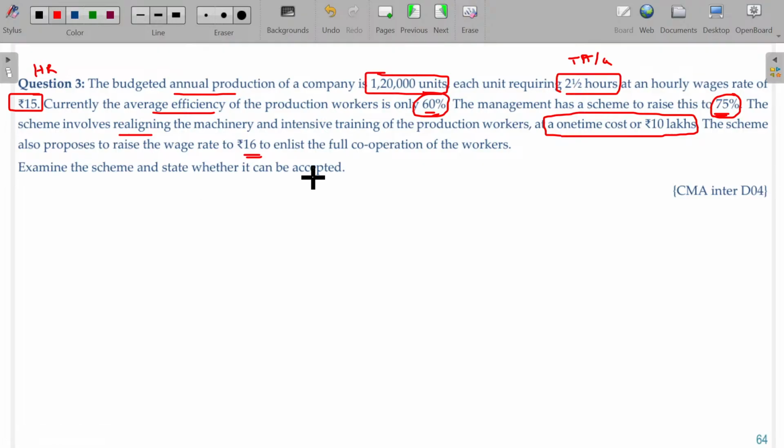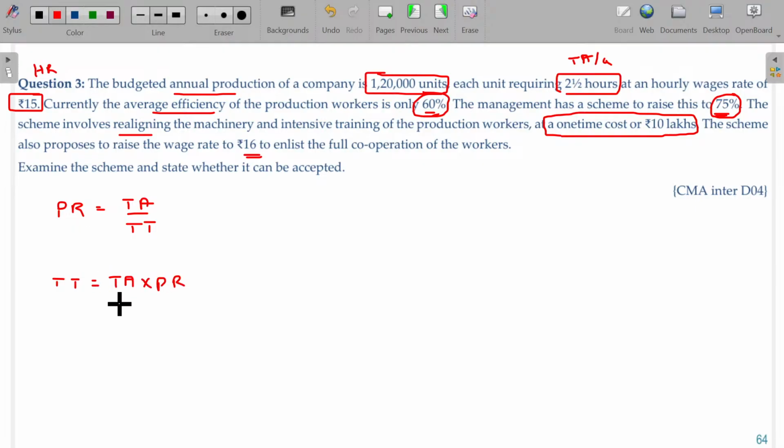Is that okay? Now, what about the time required? What is the time allowed or time required? Time allowed, you know that. Okay. Now, what about the performance rating, sir? Performance rating is nothing but time allowed by time taken. Time allowed by time taken. What about the time taken? Time taken is equal to time allowed into performance rating.